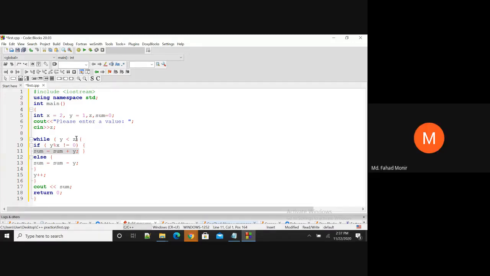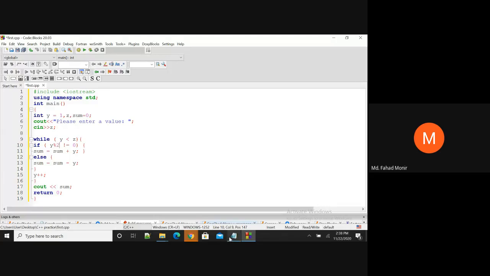While y is less than z, very good. y is my first value, which is going to start from 1. Okay, 1 is less than the input number, then we will have our if statement. If y modulus x, the value of y is 1, modulus x. x is what? I was taking 2 here, I don't need x, forget about that one, integer y. So instead of x, we can just write 2, right? If y modulus 2 is not equal to 0, that means it is an odd number, right?